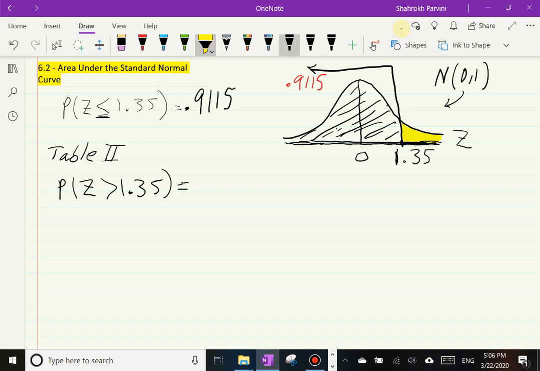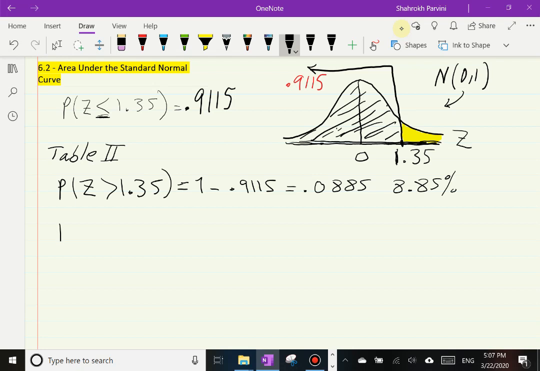So I can find that area by doing 1 minus 0.9115. And that number is going to be 0.0885, which is about 8.85%. So the probability of a z-score greater than that is going to be this. Let's call it 9%. Now, let's do another example.